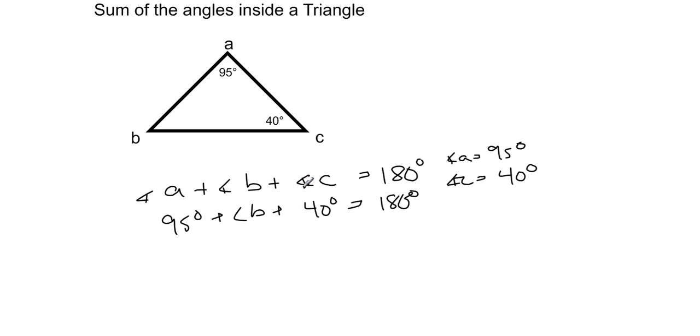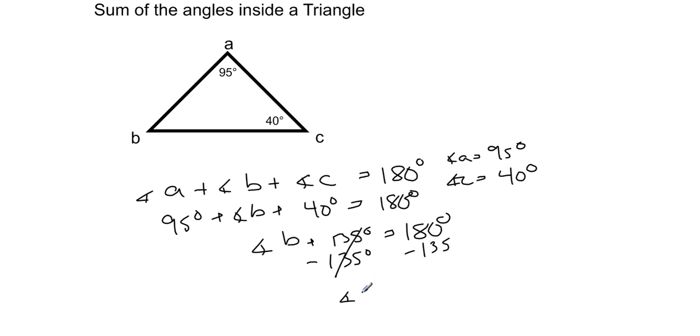We can add these two together before we move something across the equal sign. So if we add 95 and 40, that's 135. So we're left with angle B plus 135 degrees equals 180. We use the equal but opposite method. We're going to move this across the equal sign. So to get rid of an add 135, we subtract 135 from this side because that will cancel that out. And then we subtract 135 on this side.